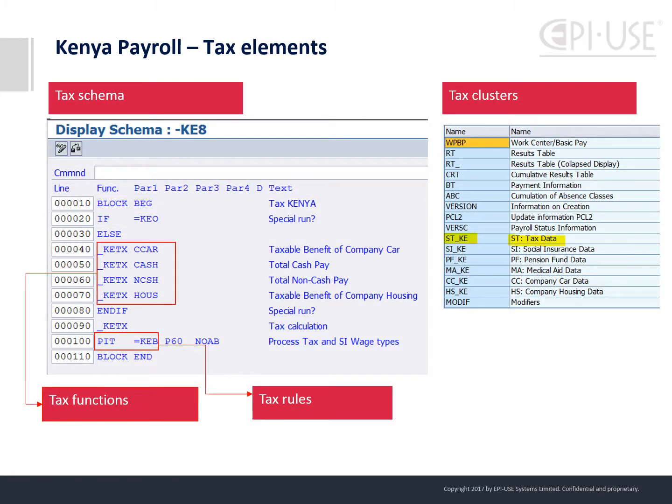The tax calculation in the Kenya payroll takes place in the tax schema KE8, and this uses all the information stored in the info type and all the information in the configuration views, the tax functions, operations and rules to calculate the tax, and the information is stored in the results table in tax clusters, and we will show this to you in the next slide.